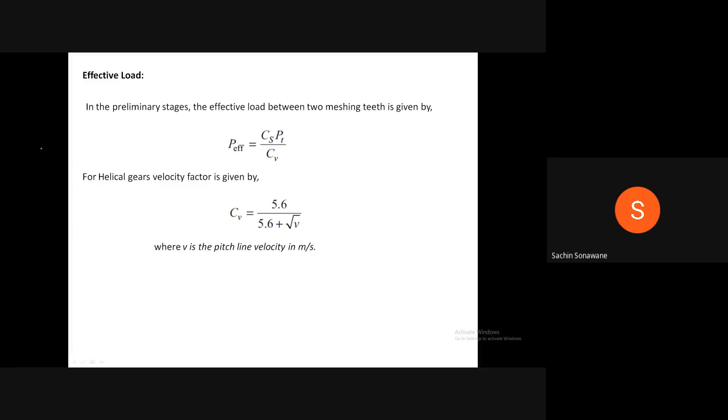In the preliminary stages, the effective load between the two meshing teeth is given by P effective is equal to Cs Pt upon Cv. For helical gears, velocity factor Cv is equal to 5.6 divided by 5.6 plus root V. Always remember, for helical gear we have to use this formula only. Cv is equal to 5.6 divided by 5.6 plus root V, where V is the pitch line velocity in meter per second. Please write down these two formulas.